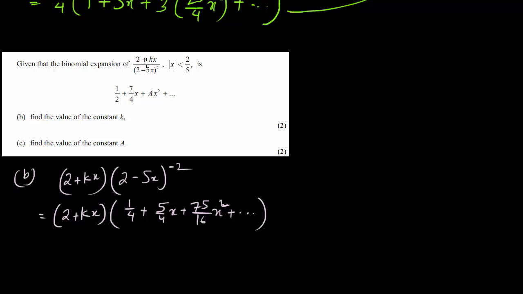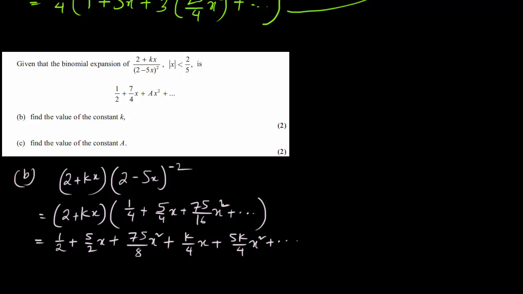So all we have to do for this division is multiply this, but up to x squared. So we don't have to use any term other than x squared. So let's multiply this. First let's multiply this with 2. So 2 into 1 by 4 is 1 by 2, plus 2 into 5 by 4 x is 5 by 2 x, plus 2 into 75 by 16 is 75 by 8 x squared, plus now kx into 1 by 4 is k by 4 x, plus kx into 5 by 4 x is 5k by 4 x squared, plus kx into this becomes x cubed. So I'm going to ignore this.